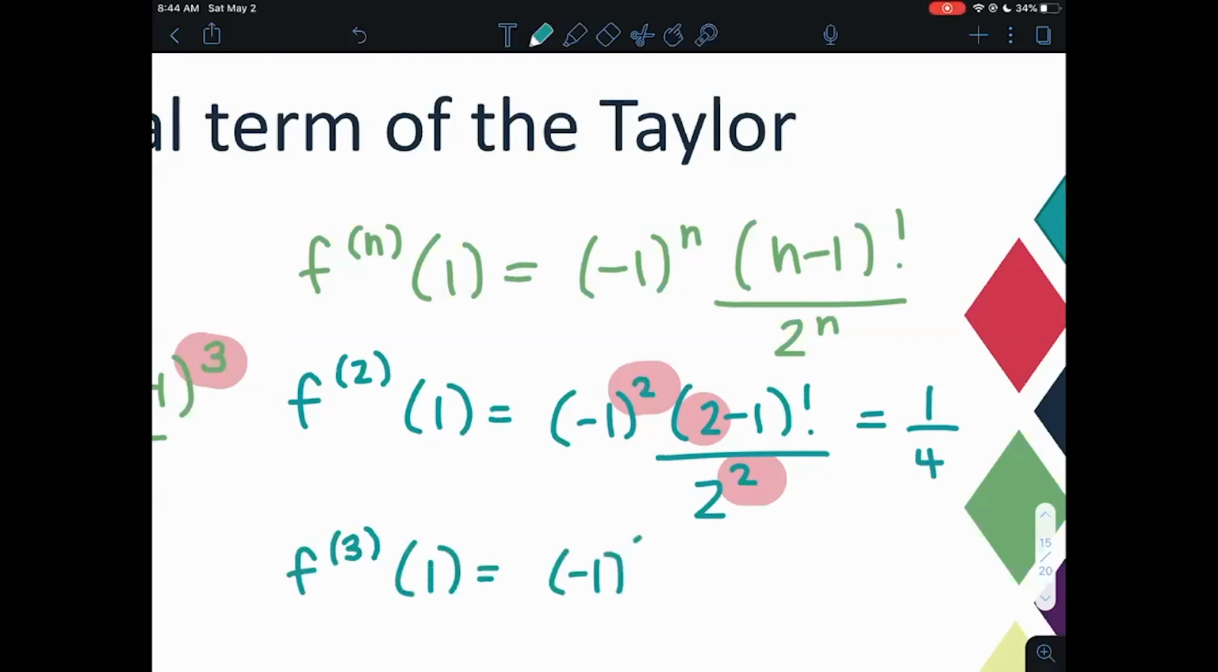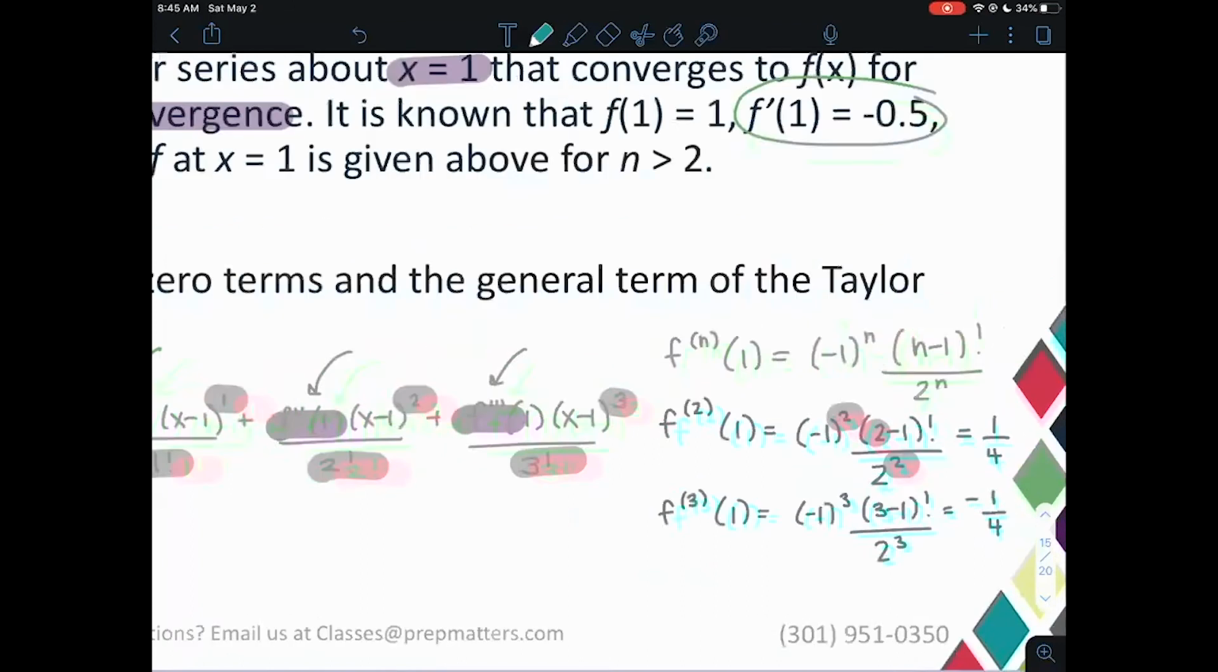Then I'm going to do that entire thing again when n equals 3. So I have -1 to the third power, 3 minus 1 factorial over 2 cubed. And that will give me a negative number. My -1 is being cubed. And I will have 2 factorial over 8. So I will have -1/4.